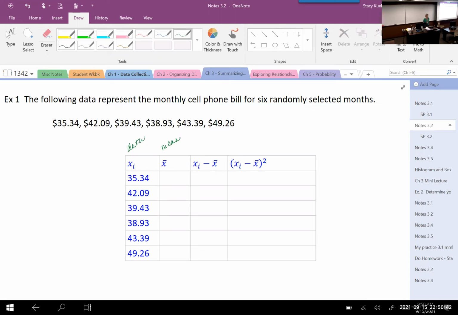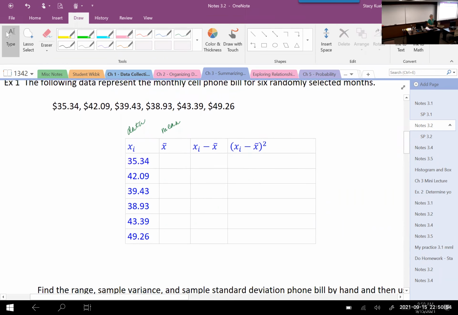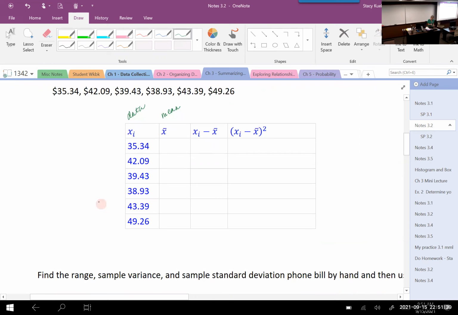I want you to do that. Add it up, divide it by 6. We're going to go to 2 decimal places. All right, does everybody get $41.41?